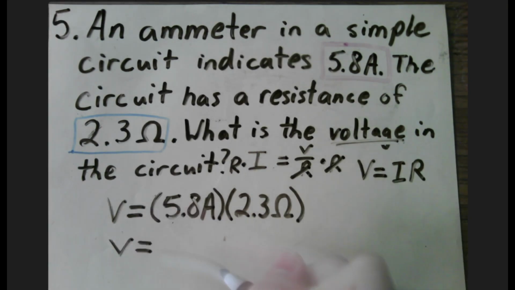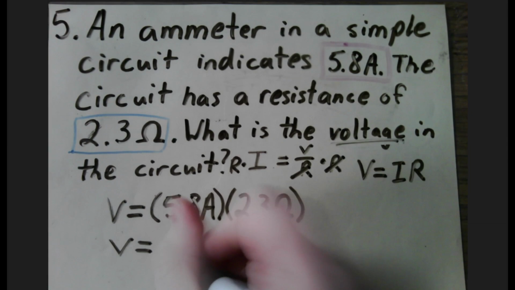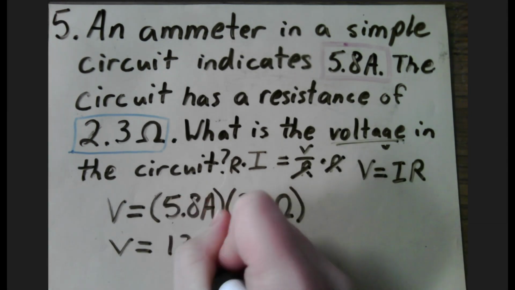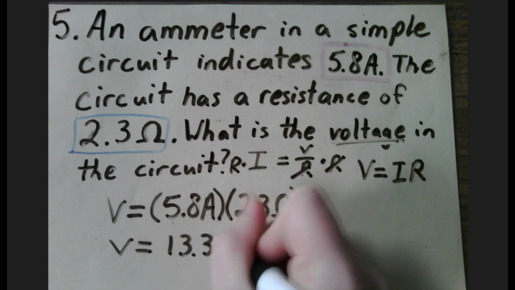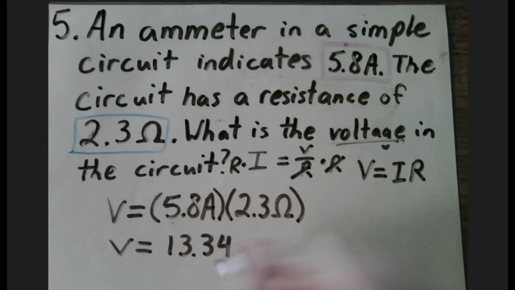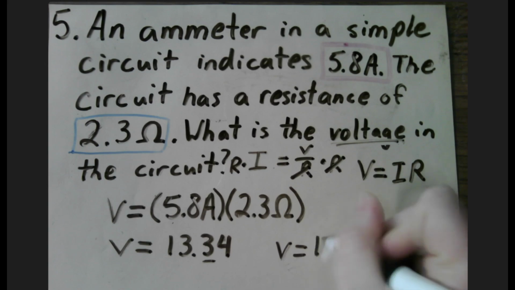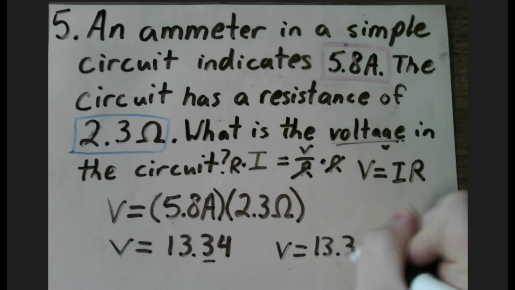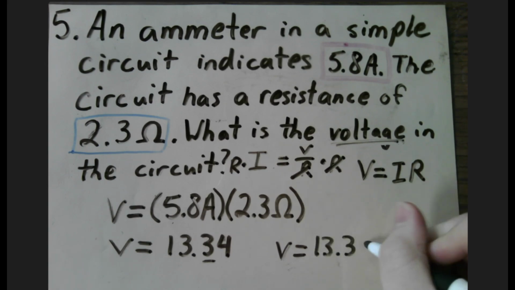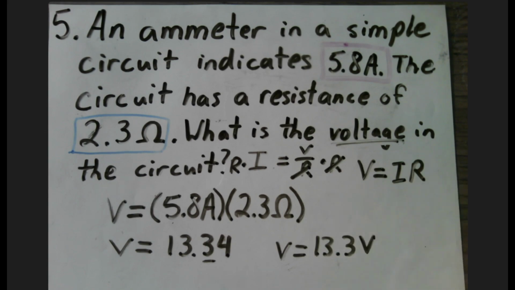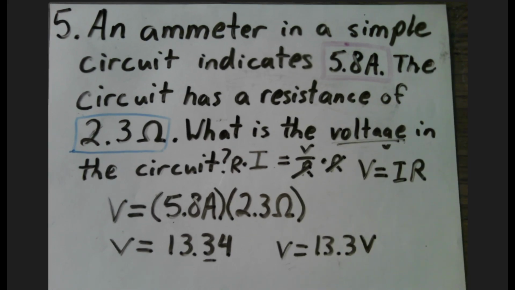After multiplying those out, you're going to get 13.34. Now we want to round to our nearest tenth here. So V is equal to 13.3. But can't forget units. This is in volts. Let's do one more of this type.